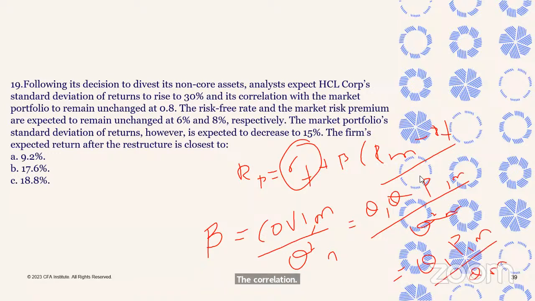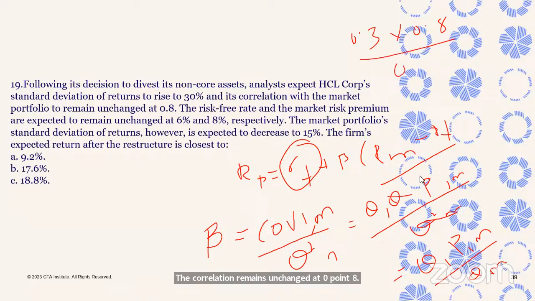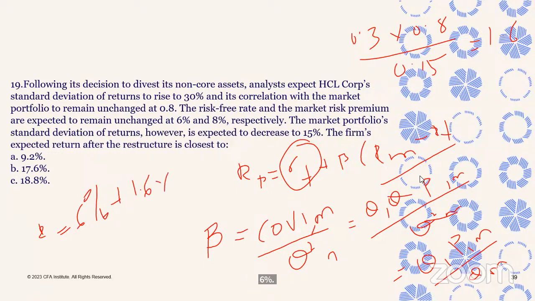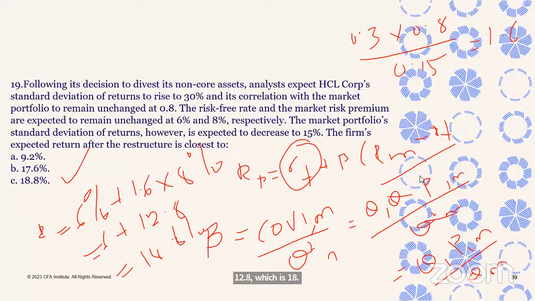So let's fill in the gap. Standard deviation of the asset is now 30%, 0.3. The correlation remains unchanged at 0.8. And the standard deviation of the market is 0.15. So what do we have as our beta? That is 0.24 divided by 0.15. That should give us 1 point what? 24 minus 15 should give us 9, I think. 90. That'd be 1.6. So to put this into the formula, the return will now be equal to 6% plus 1.6 times 8%. That will give us 6 plus 12.8, which is 18.8%, making 19 to be C.